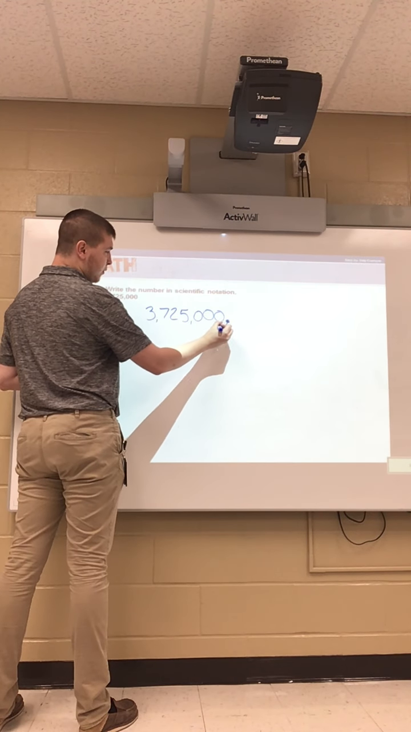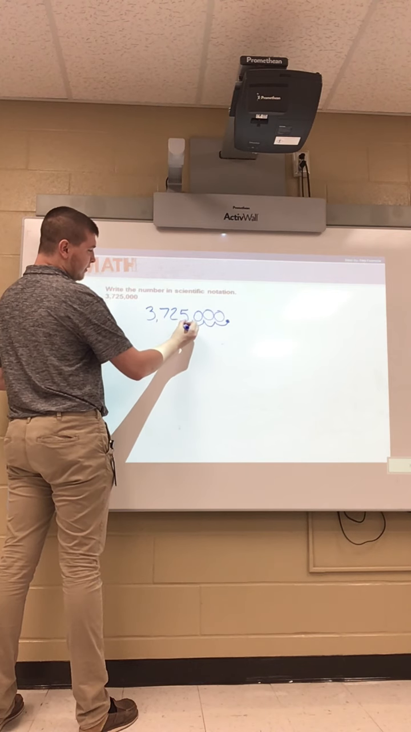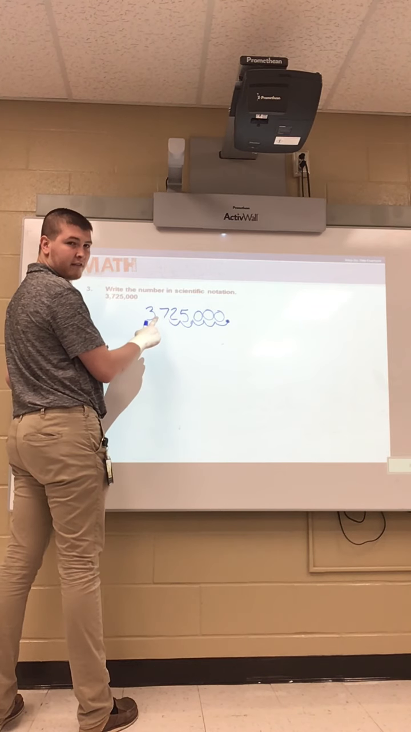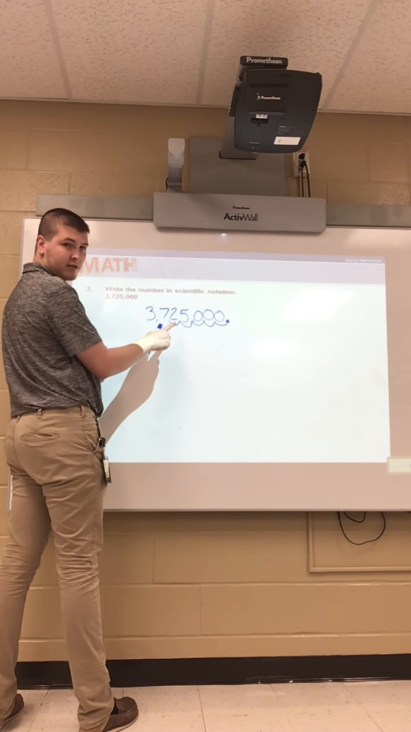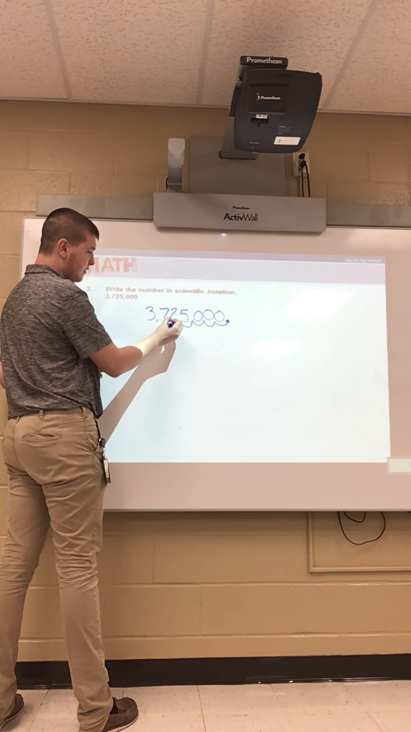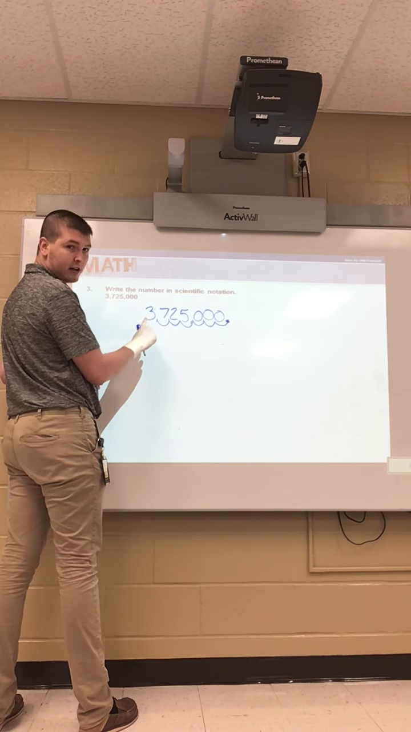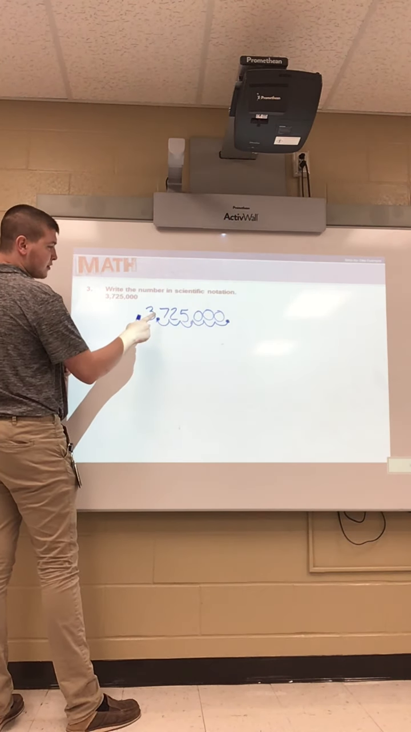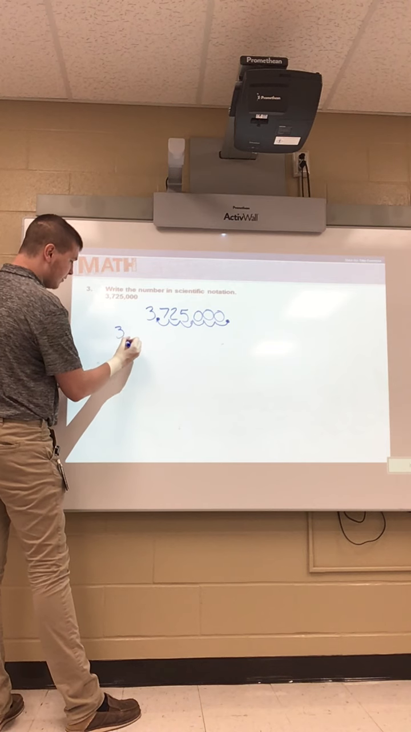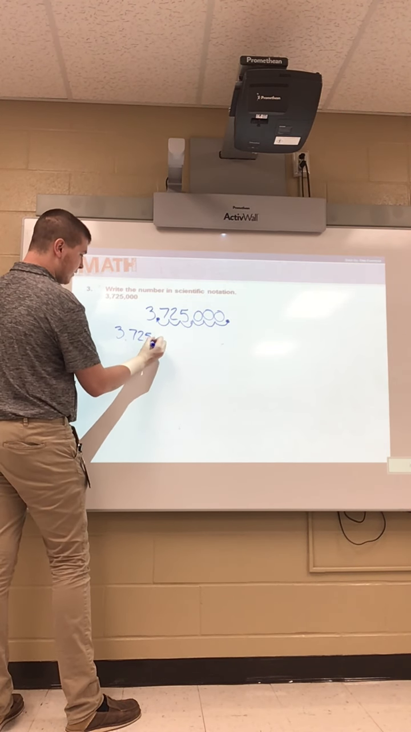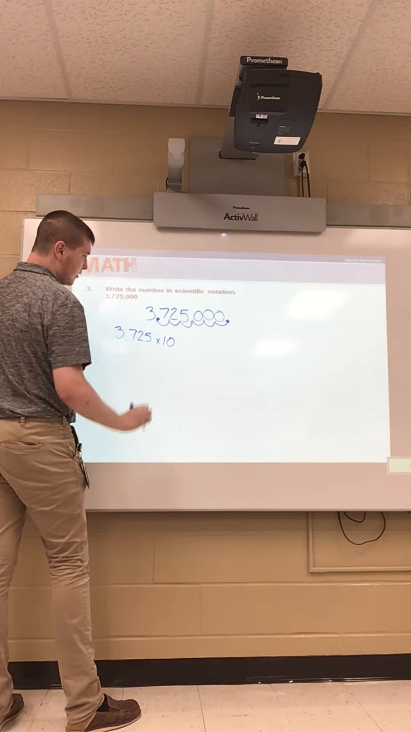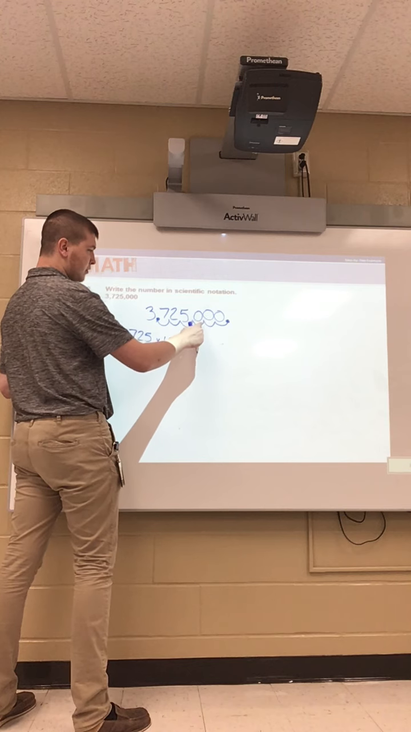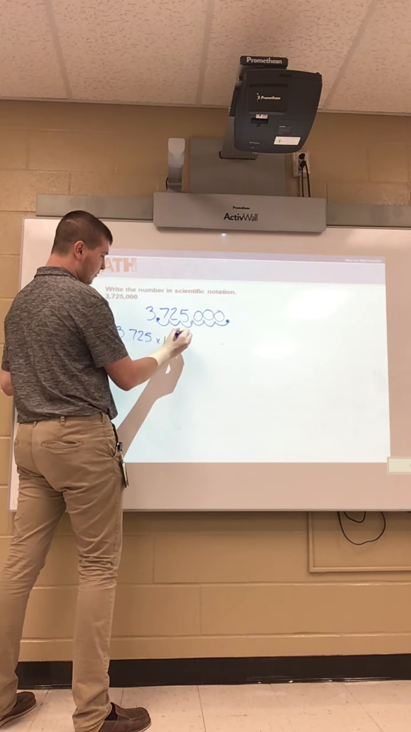So, 1, 2, 3, 4, 5. Well, if I put it here, that's 37 and 25 hundredths. So that's not between 1 and 10. If we go one more, it's just 3. 3 is between 1 and 10, so we can stop and make the decimal there. So write your new number, 3.725, always times 10. Then you just count how many times. 1, 2, 3, 4, 5, 6.